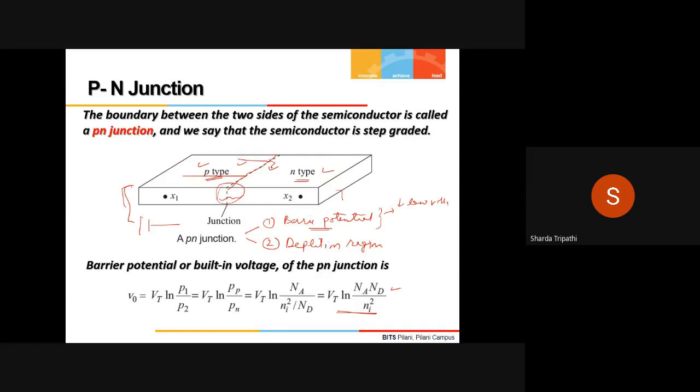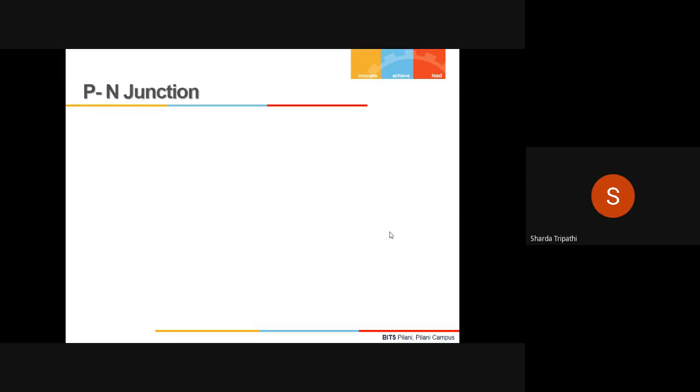So this concept also we will see in the next class. As of now, you can remember that this barrier potential is too small to cause any flow of electric current in the external circuit. Then the second concept is the concept of formation of depletion region.